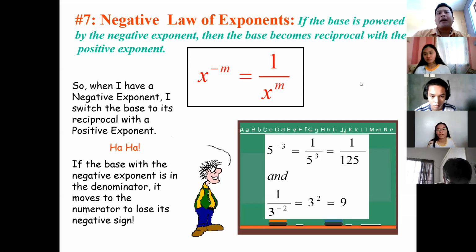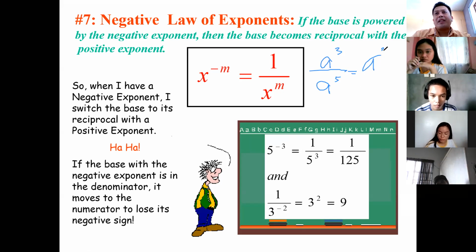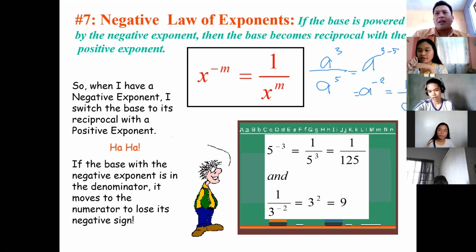Okay, here is what happens, class. Sample: if we have a to the power of 3 divided by a to the power of 5, what happens? It's a to the power of 3 minus 5. What is 3 minus 5? Negative 2. Right? So we have a to the power of negative 2. Then we apply the negative rule, and it becomes 1 over a squared.